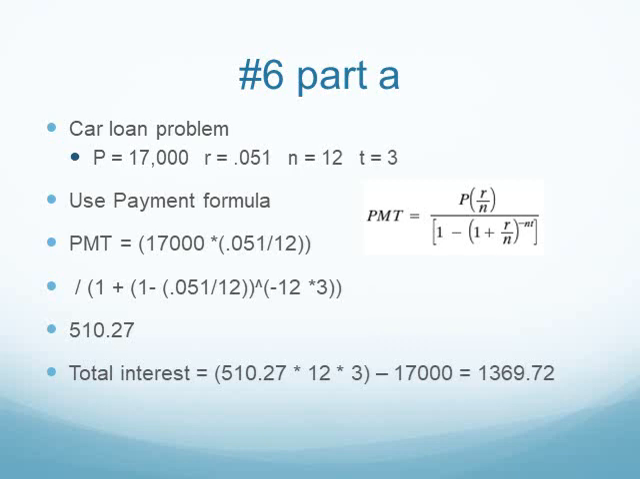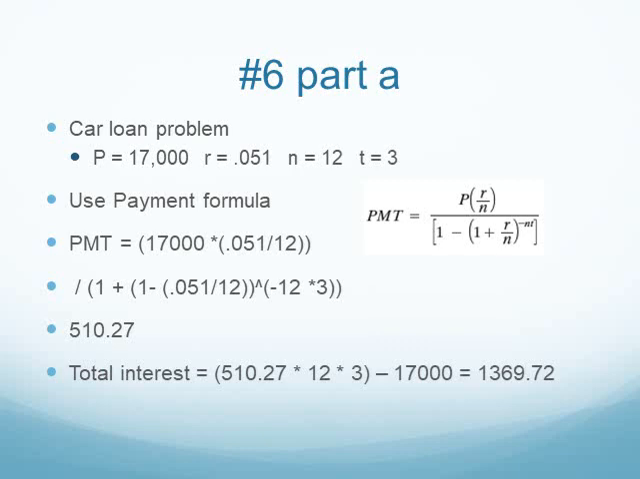And you should come out with $510.27. I believe it says round to the nearest cent or 2 decimal places. Okay, so it's the first blank it's looking for. $510.27. All right. The next blank says find the total interest.